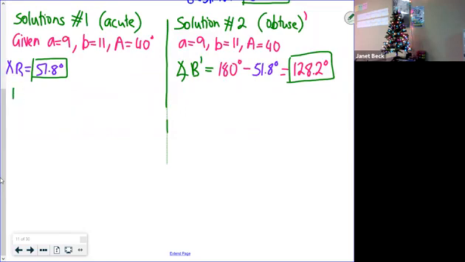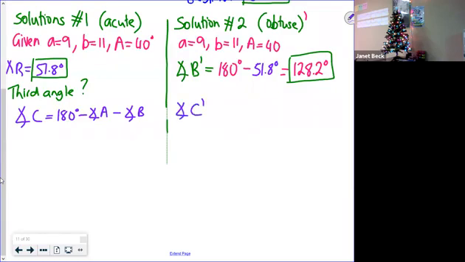How do I find the third angle in a triangle? All you do, my third angle is going to be angle C. It's going to be 180 degrees minus the other two. So it's going to be exactly the same work here, but it's going to be a different angle C. So I'm going to call it my alternate angle C. It's still going to come from 180 degrees minus angle A, because that's the same for both of them. On this one, I have to take away B prime. So on this one, my angle C is 180 degrees minus 40 degrees minus angle B.